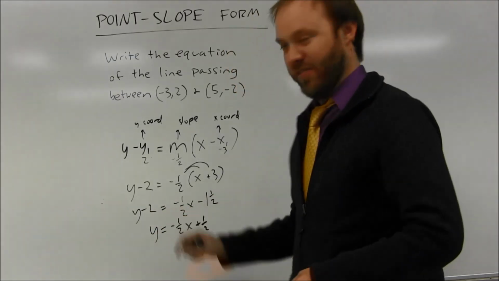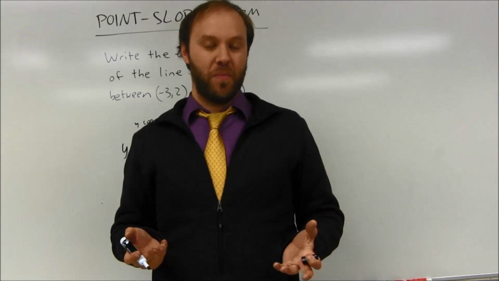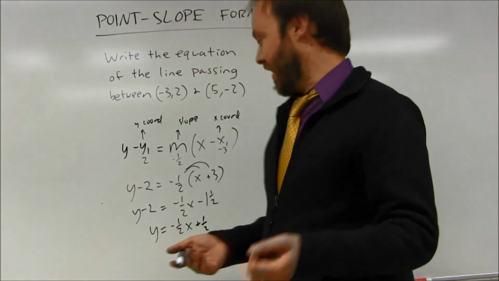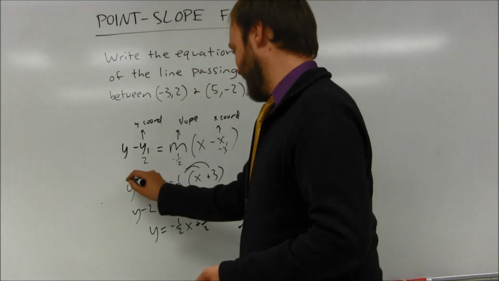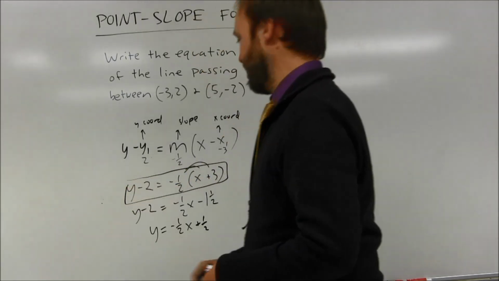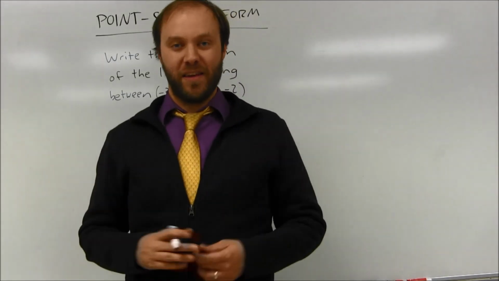So if you need it in slope-intercept form, you can put it in slope-intercept form. If you just need to write an equation of a line for some reason, really you can leave it in point-slope form, and that's totally fine. So that's how you write the equation of a line.